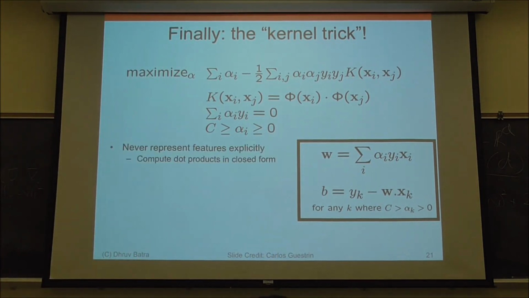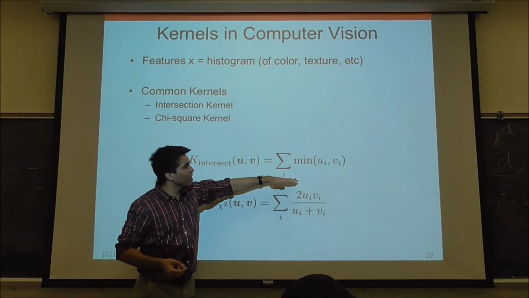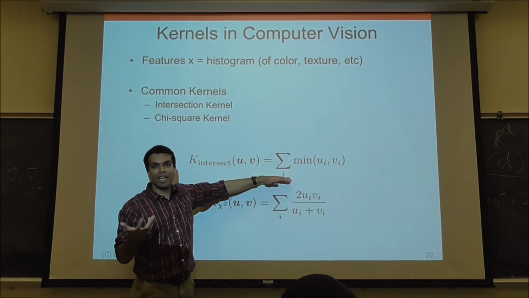Here's a particular question. In certain domains like computer vision and even text, the features you extract are often histograms. In bag of words, for example, it's just counting how many times I saw each word over some dictionary. In computer vision, you often look at a histogram of color intensities or textures. So x is a histogram. There are natural definitions of kernels that are defined for histogram type things.